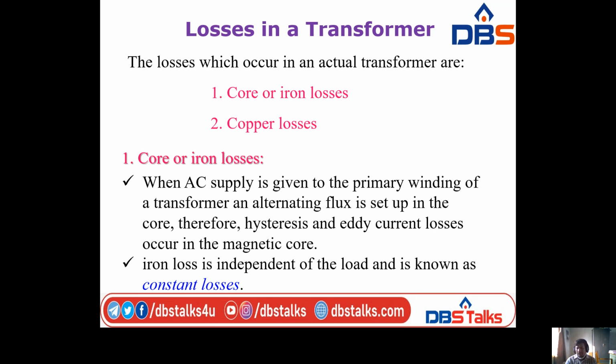Hysteresis loss has an empirical formula: WH is equal to eta times B max to the power 1.6 times F times V. That means WH is directly proportional to F; hysteresis losses are directly proportional to the frequency. Therefore, WH is equal to AF. Some textbooks denote it as PH. Whatever it may be, PH is equal to AF.